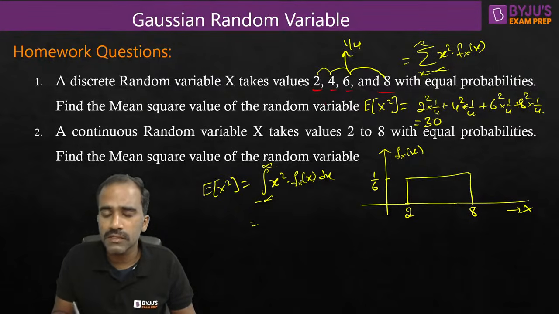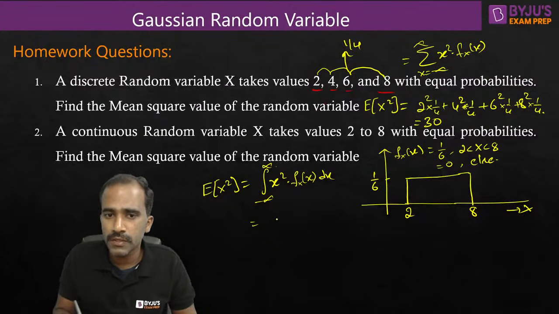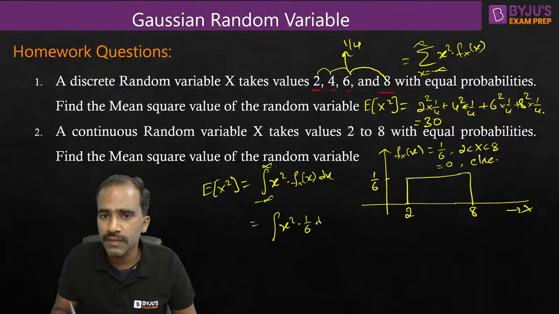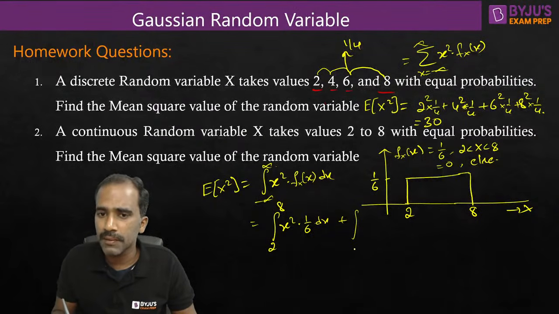So to solve this one, you have to know the equation of this. fx of x equation is 1 by 6 for values of x between 2 and 8, 2 less than x less than 8. And its equation is 0 for all the remaining values of x. So integrate x square times fx of x. What is the equation of fx of x? It is 1 by 6. That equation 1 by 6 is valid only for limits from 2 to 8. For the remaining values, the equation of fx of x is 0. So the next term, from 8 to infinity or minus infinity to 2, the equation of fx of x is 0. So you don't need to consider that.